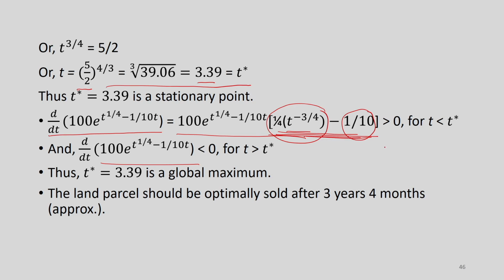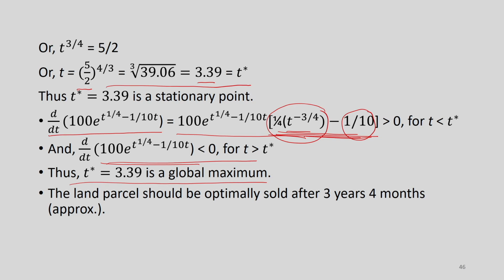And therefore, we are saying that if you are taking points to the left of t star, to the left of the stationary point, the first derivative is positive, and similarly for t greater than t star, the first derivative is negative, and that is what we needed to show that t star is a maximum. In fact, it is a global maximum. We are not even talking about a local maximum here, it is a global maximum.